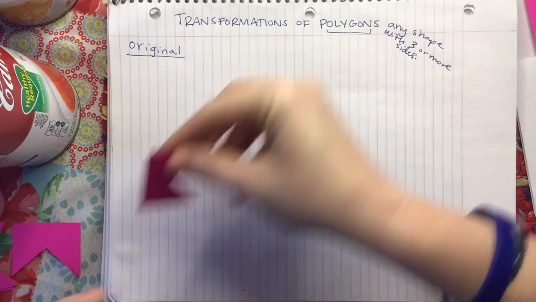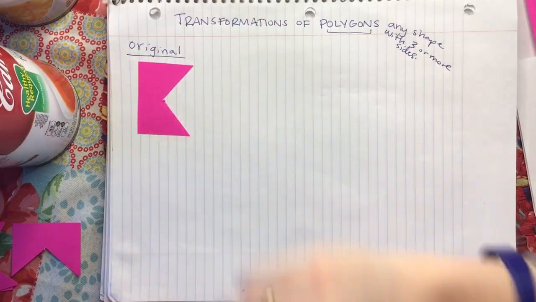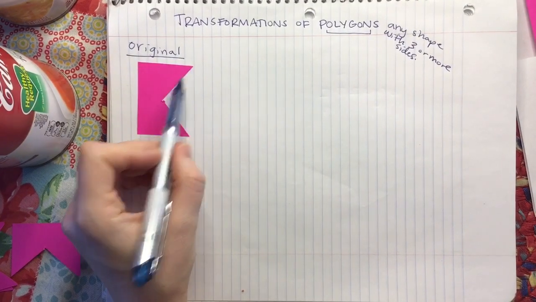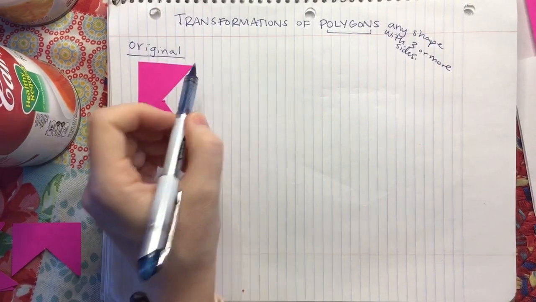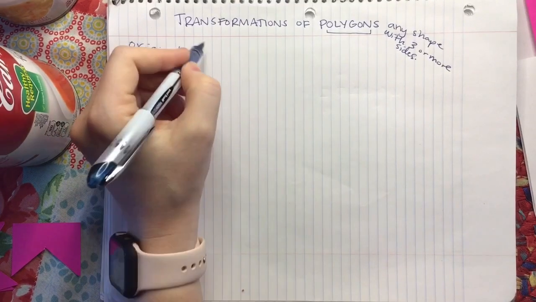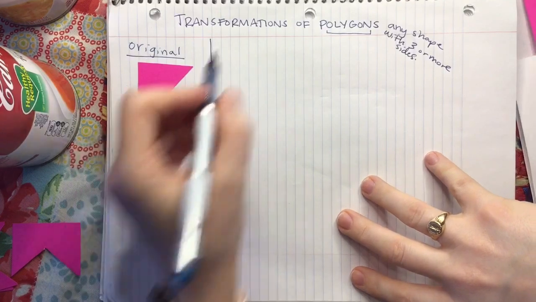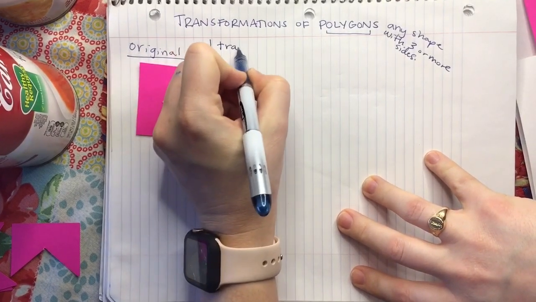So I went ahead and cut out some polygons. So here's our first one. This is going to be our original. So we know this is a polygon because it has more than 3 sides. Okay, it has some angles. So what we're going to be doing is moving our polygon. So the first one we're going to do is called translation.